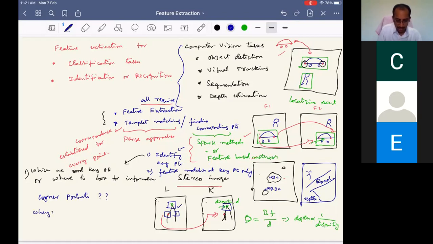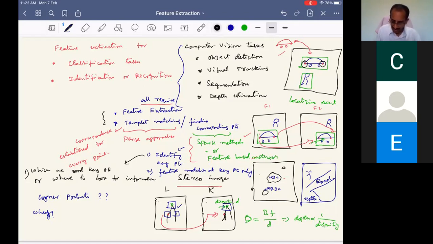The question is why corner points? Its intensity will be higher than its neighboring pixels. Can you repeat, Aditi? The intensity will be more than its neighboring pixels. The intensity will be more at the corner point than its neighboring points.